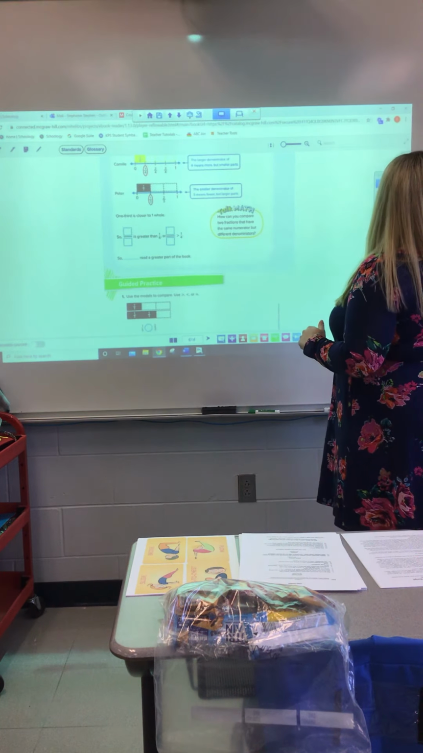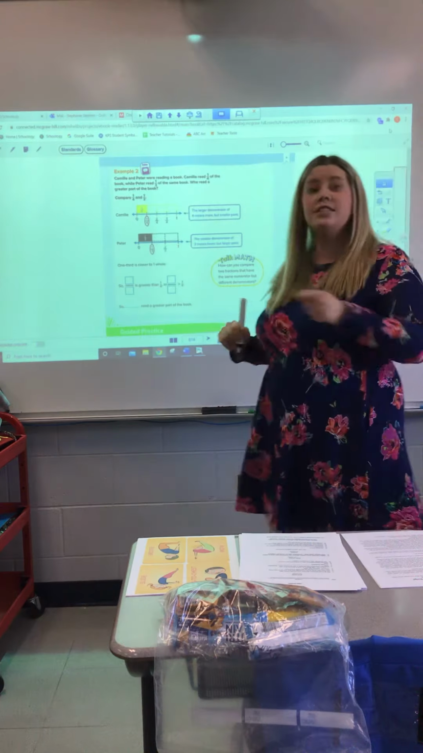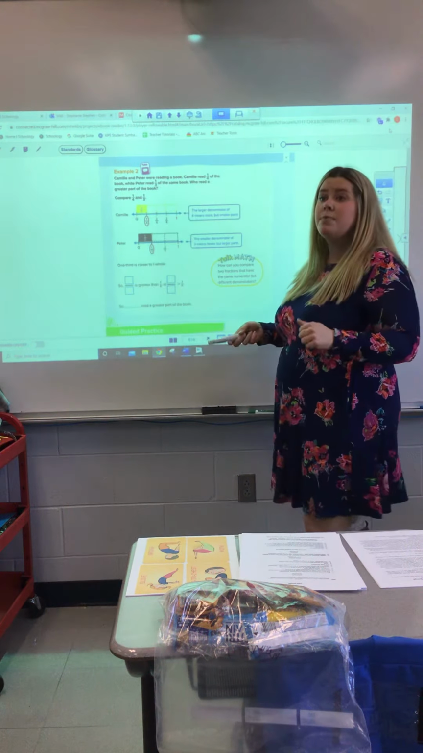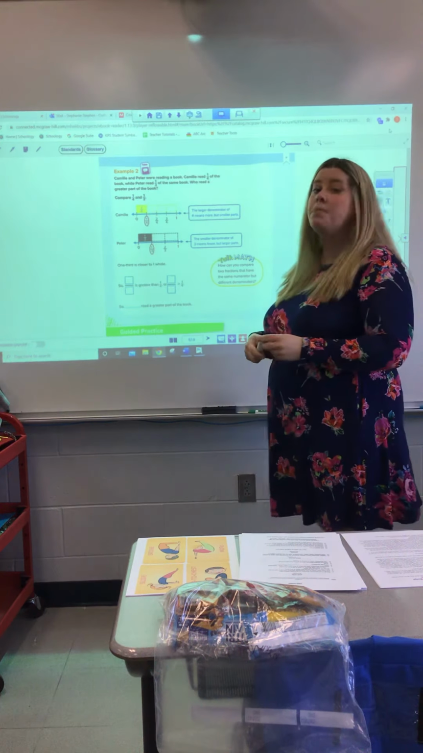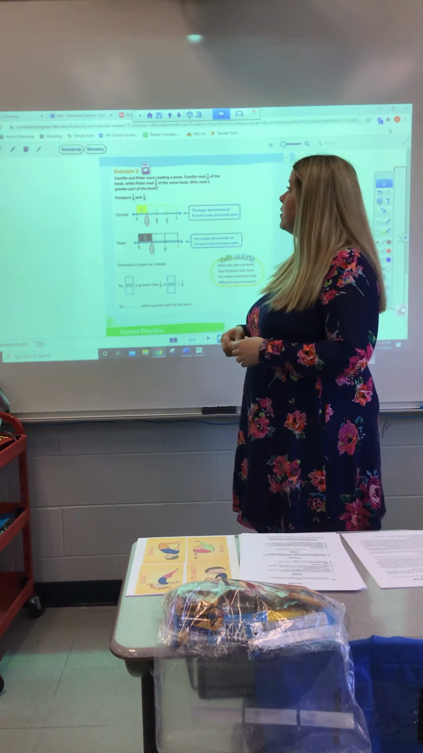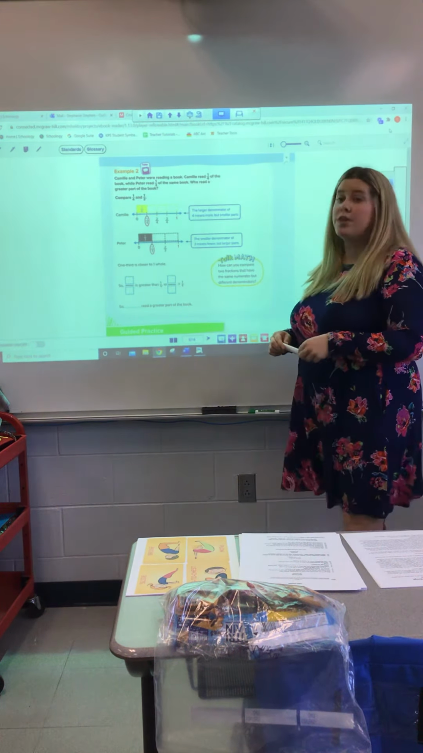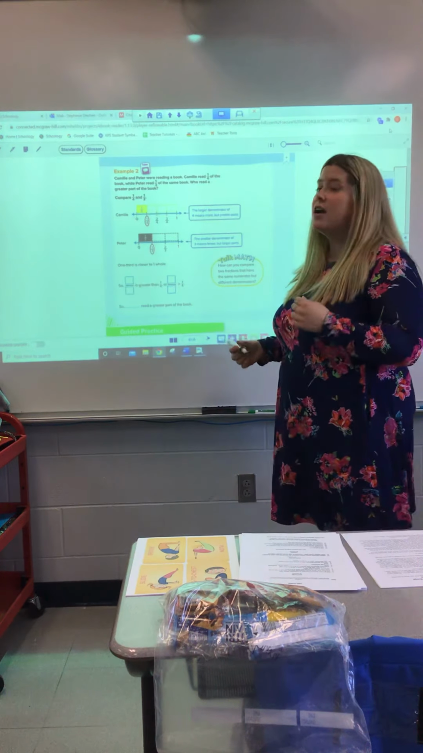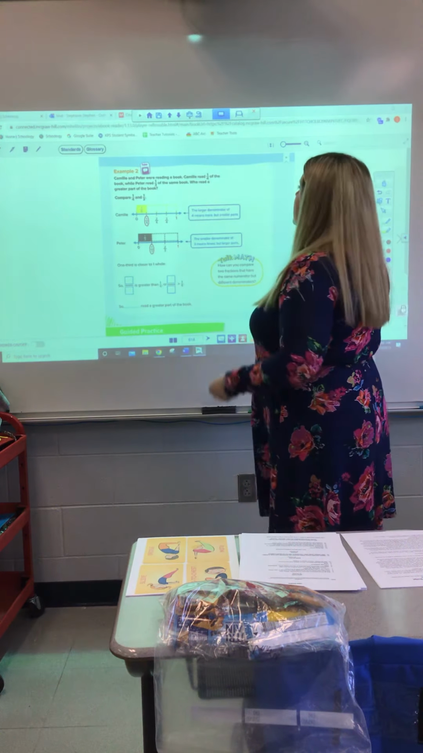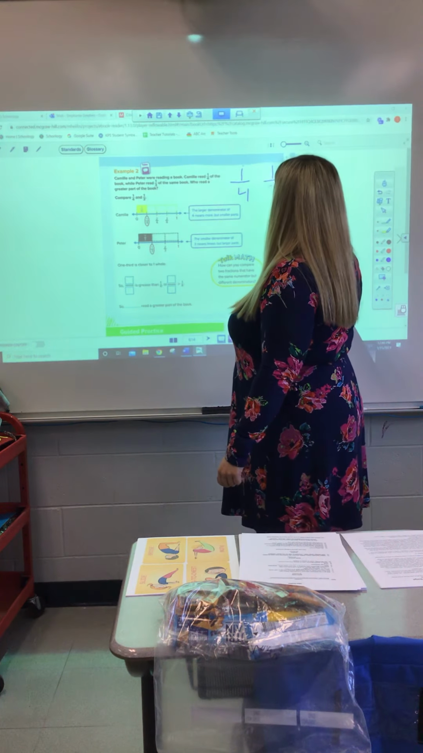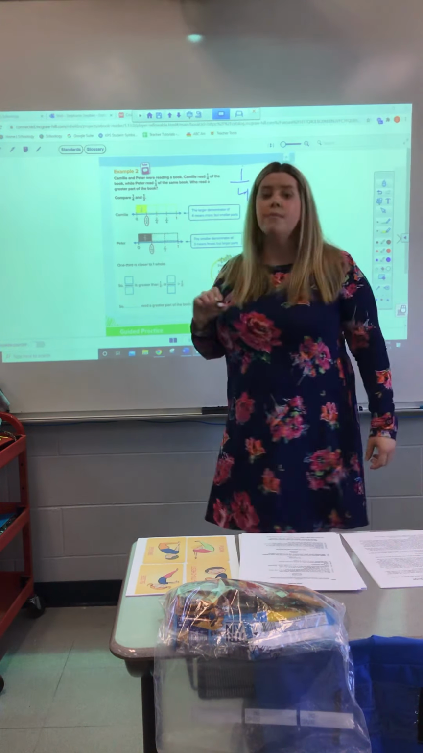There we go. Okay, so let's turn the page and look at example 2. Example 2 says, Camille and Peter were reading a book. Camille read 1/4 of the book, while Peter read 1/3 of the same book. Who read a greater part of the book? So now we're talking about the fractions 1/4 and 1/3, okay?